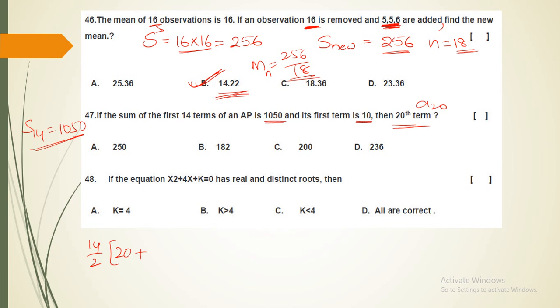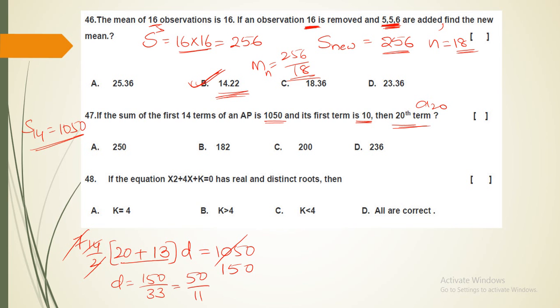So 20 plus 14 minus 1, so 13 into D is equal to what he has given, 1050. So 2 in 14, 7 times. Again this 7 table I can cancel in 1050. 7 ones are 7, 7 5s are 35, so 150 times. Now 20 plus 13 is 33. So D is equal to 150 by 33. If I cancel 3 table, 3 times 3, 50 times 3, 11 times.